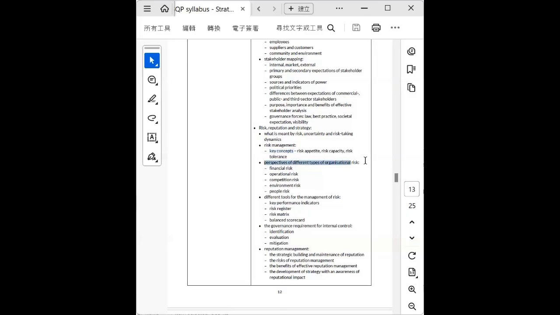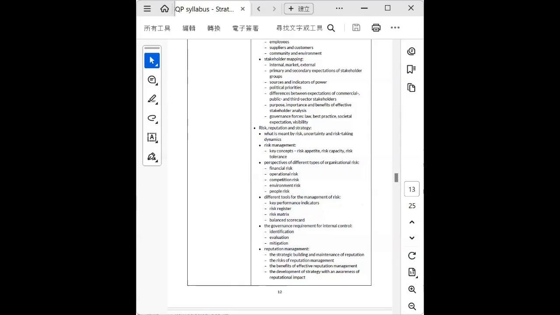Then we have this perspective of different types of organization risks. Look at the financial risk, operational risk, competition risk, environment risk, people risk. I think that's quite straightforward. And then we have different tools for managing risk. The KPIs, the risk register.